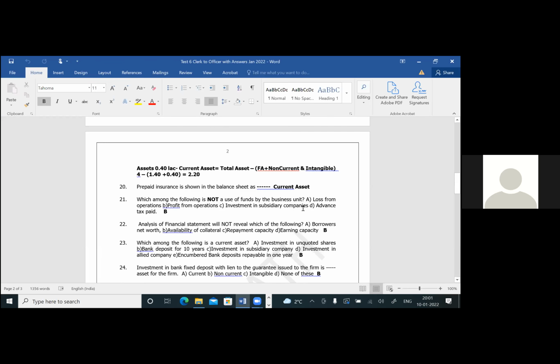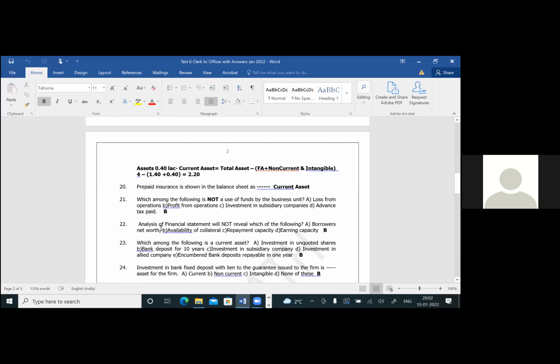Then there is investment in subsidiary companies. It is a non-current asset. Asset is a use. It is not a source. The question is which is not a use. So C is a use. Advance tax paid is a prepaid expense. That is also a current asset, which is a use. So please read the question. Which among the following is not a use of funds? That is, which among the following is not an asset? Which among the following is a liability? That is the question.